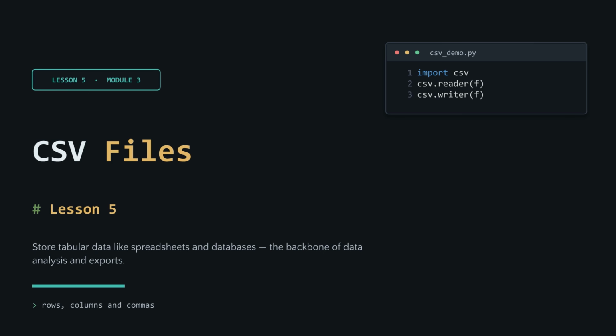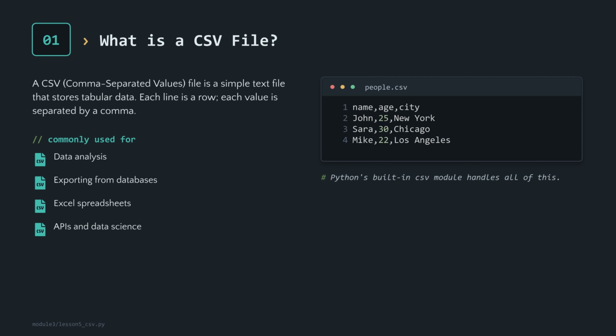Now we shift gears to a new file format. This is lesson 5, all about CSV files. CSV lets you store tabular data, the kind of rows and columns you'd see in a spreadsheet or database. It's honestly the backbone of a ton of data analysis and exporting work. Python even has a built-in CSV module with reader and writer, so the whole thing comes down to rows, columns, and commas. Let's define it.